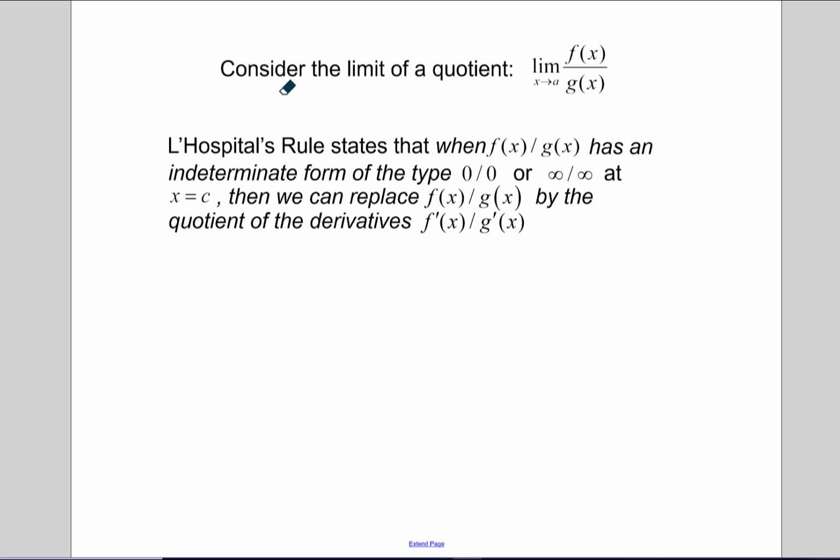Let's think about the limit of a quotient, the limit as x approaches a of f of x over g of x. L'Hopital's rule tells us that when the quotient has an indeterminate form, like 0 over 0 or infinity over infinity at that target number, then we can replace the f of x and the g of x by the quotient of the derivatives.